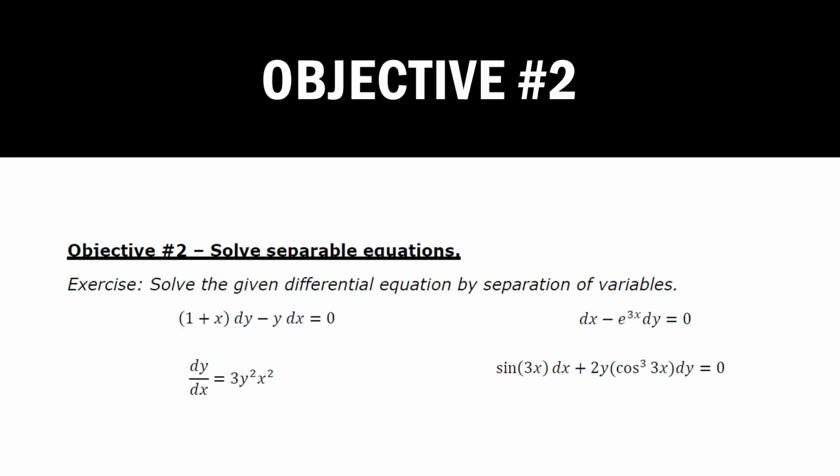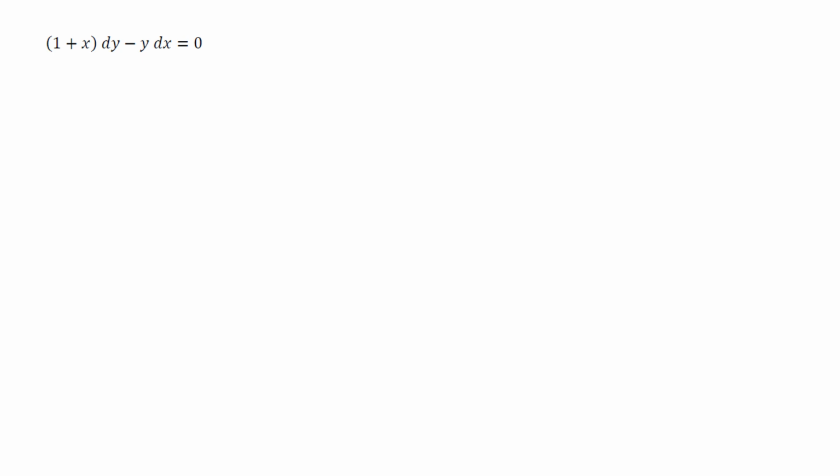Objective 2, solve separable equations. We have four separable equations here that we're going to look at together. Let's take the first one: the quantity 1 + x times dy minus y dx equals 0. Remember, to solve separable equations, we need to write the equation in separable form, so we need all of the x terms on one side and all of the y terms on the other. Let's do that first.